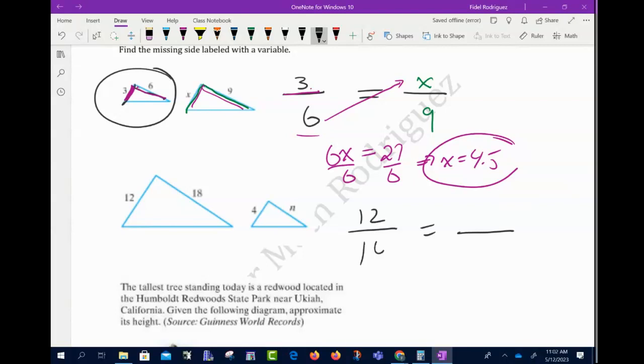And then what? 18 over here? What would I put over here? 4 and? There you go, right? N or X, whatever letter they give me, right?